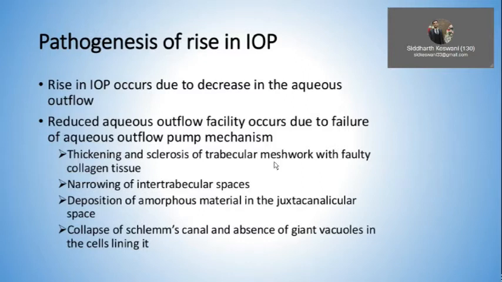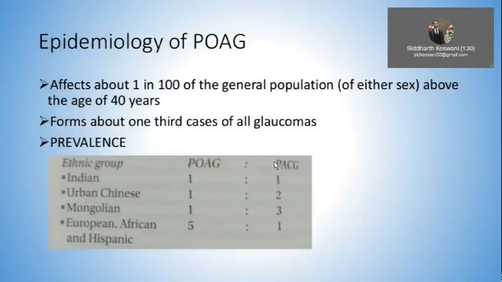Okay, so the epidemiology of primary open angle glaucoma: it usually affects about 1 in 100 of the general population above the age of 40, which I have already told you, and forms about 1/3 of all glaucoma cases. So this is the prevalence, you can see 1:1, 1:2, 1:3, 5:1. In Indians it's 1:1, urban Chinese 1:2, Mongolians 1:3, and European Africans 5:1. So these are the prevalences of primary open angle glaucoma as compared to the other types.